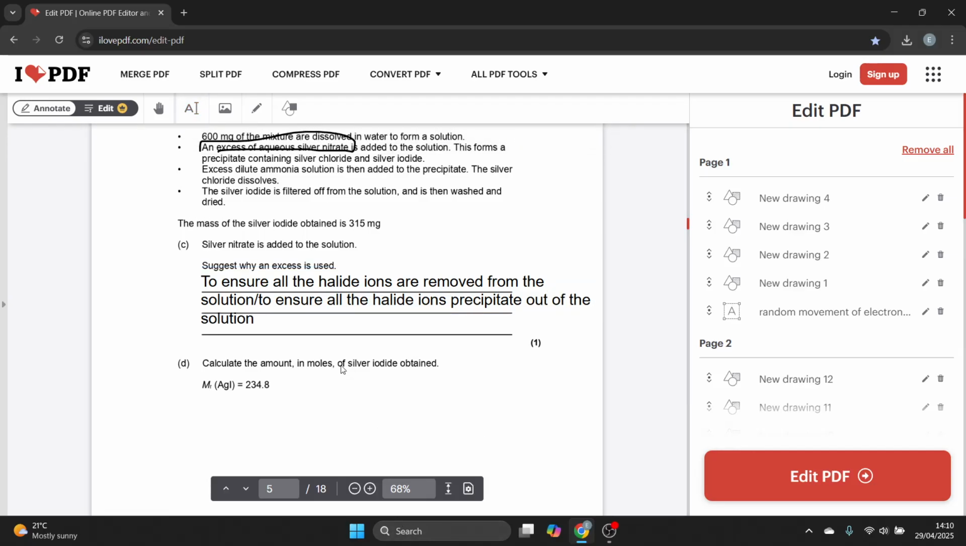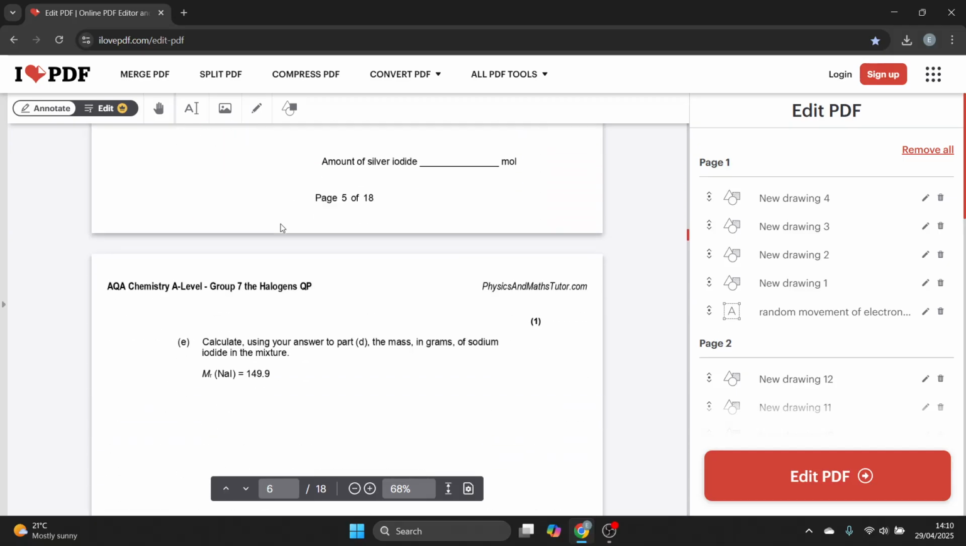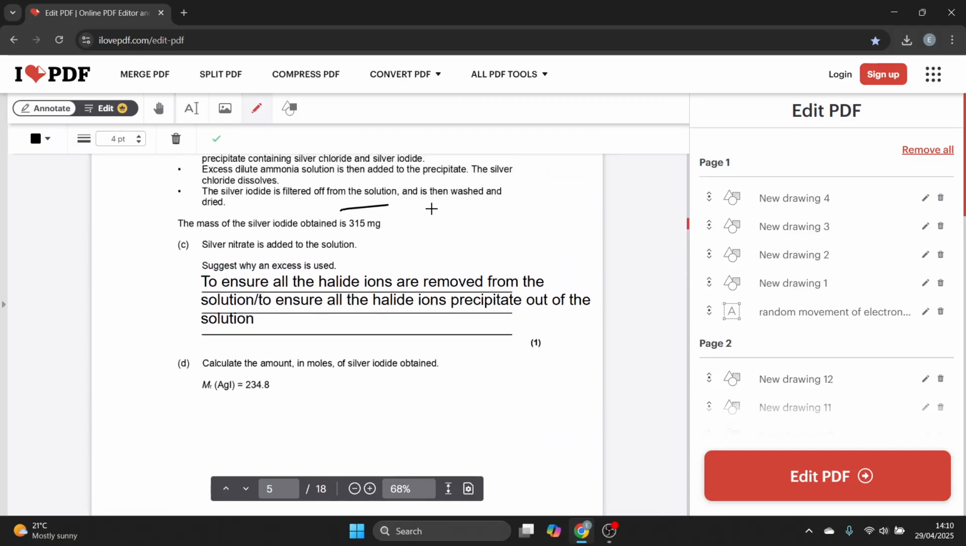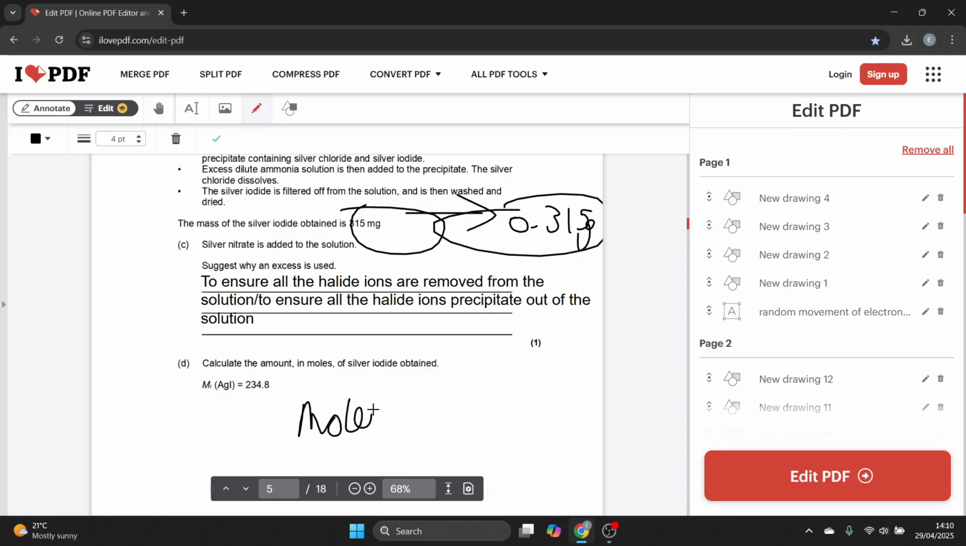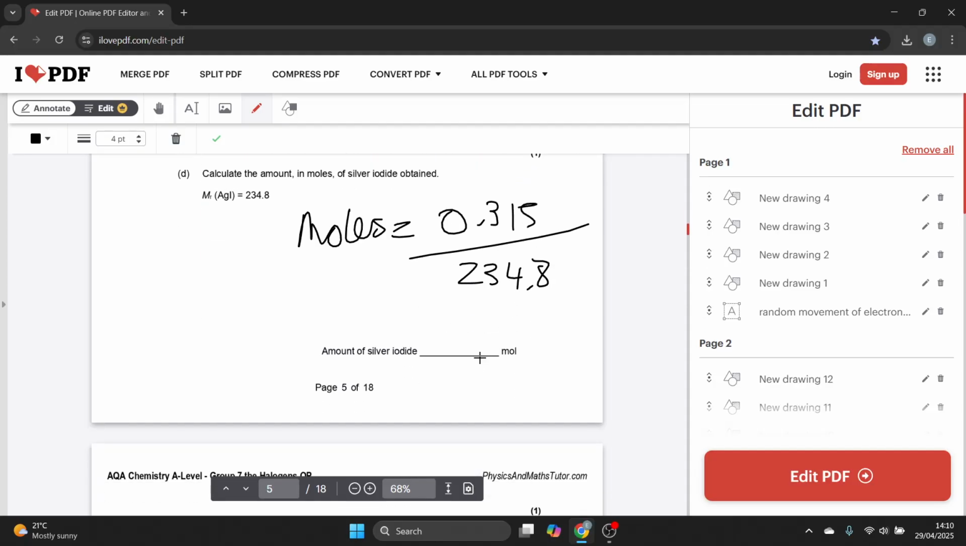Calculate the amount of moles of silver iodide obtained. That's the MR, and it is a 1 marker. The mass obtained needs converting into grams, so it's 0.315 grams, and moles equals mass over MR. So 0.315 over 234.8, and you get 1.34 times 10 to the power minus 3 moles.